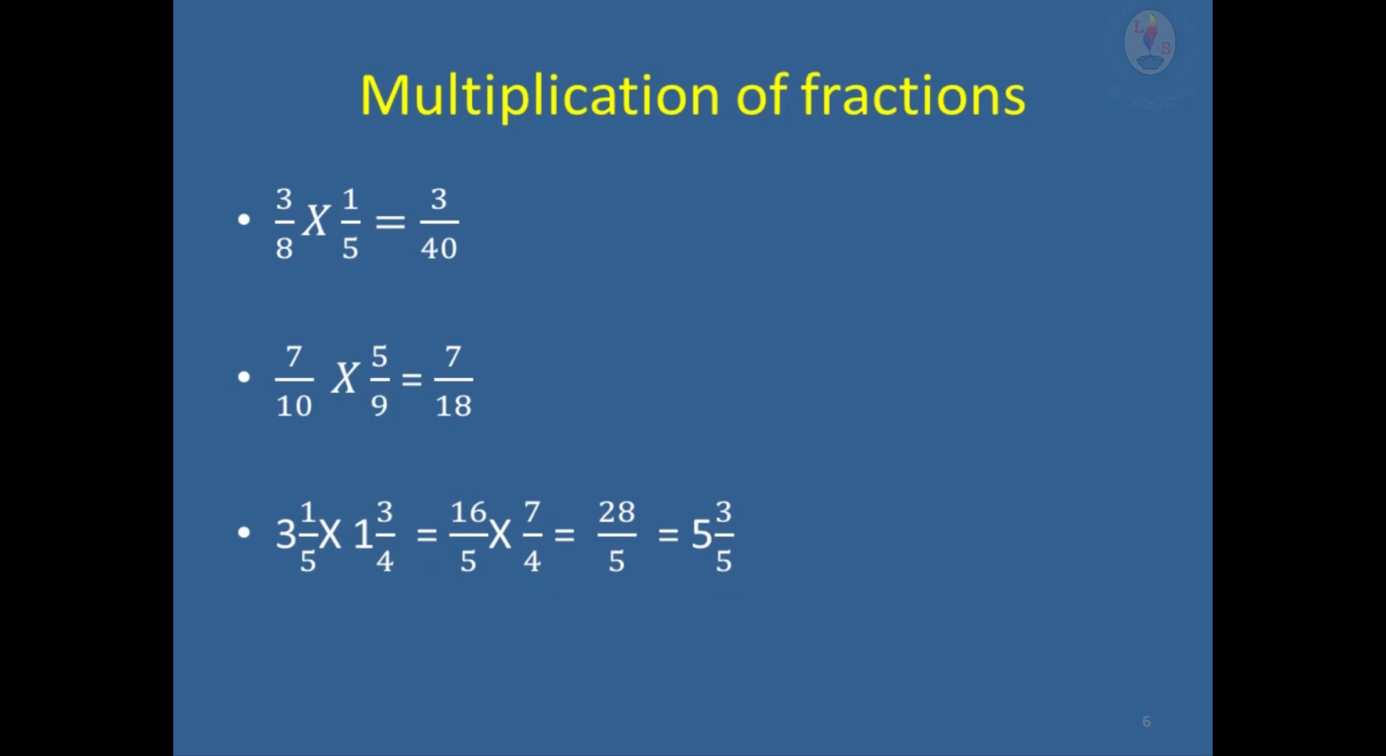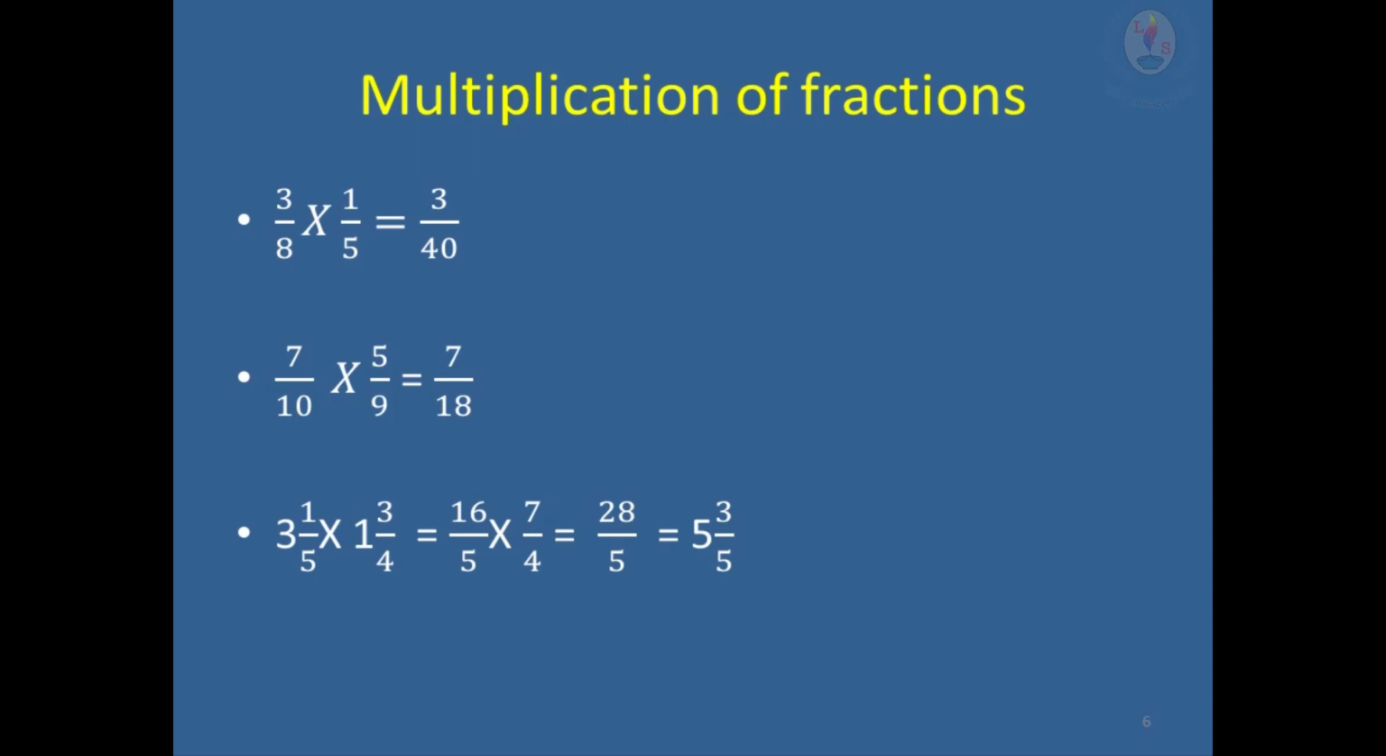We'll see the next one, where we can see mixed numbers. So we have to convert these mixed numbers into improper fractions. 3 and 1 over 5 multiplied by 1 and 3 over 4. Then how can we convert this? 5 times 3, 15. 15 plus 1, 16. 16 over 5 multiplied by 1 times 4, 4. 4 plus 3, 7. 7 over 4.